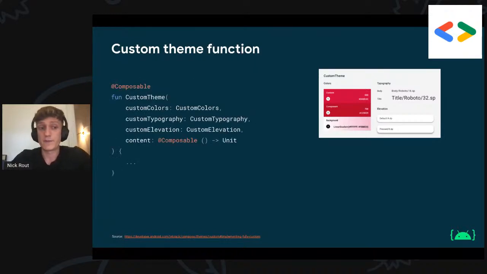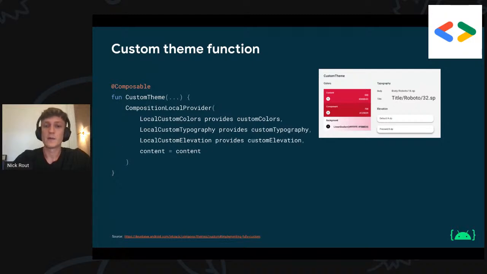We then create our custom theme function. In this case, we're not accepting any parameters that come from Material. We've just got our custom colors, custom typography, custom elevation, and our content. We again use CompositionLocalProvider, providing our custom colors, custom typography, and custom elevation. And actually, here is where it stops. At this stage, we don't have to call MaterialTheme because we aren't using any of the values from it, and we wanted to create our own entirely custom design system. We then just pass the content directly to the CompositionLocalProvider.